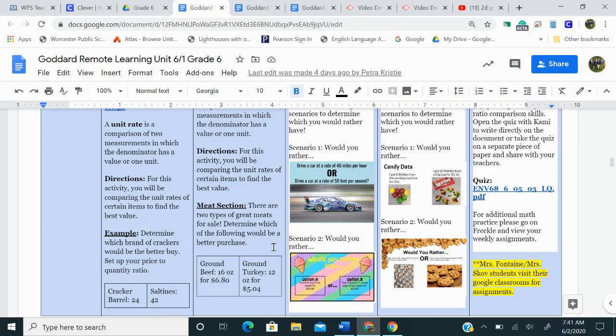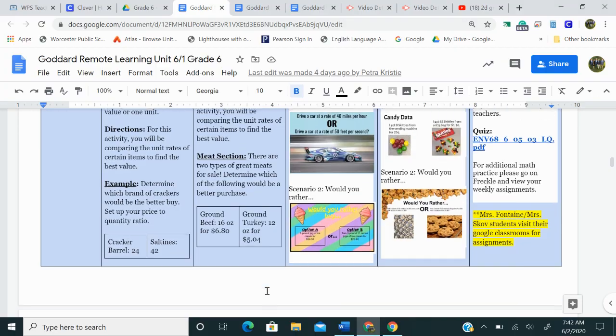Meat section. There are 2 types of ground meats for sale. Determine which of the following would be a better purchase. You have ground beef, 16 ounces for $6.80, or ground turkey, 12 ounces for $5.04.